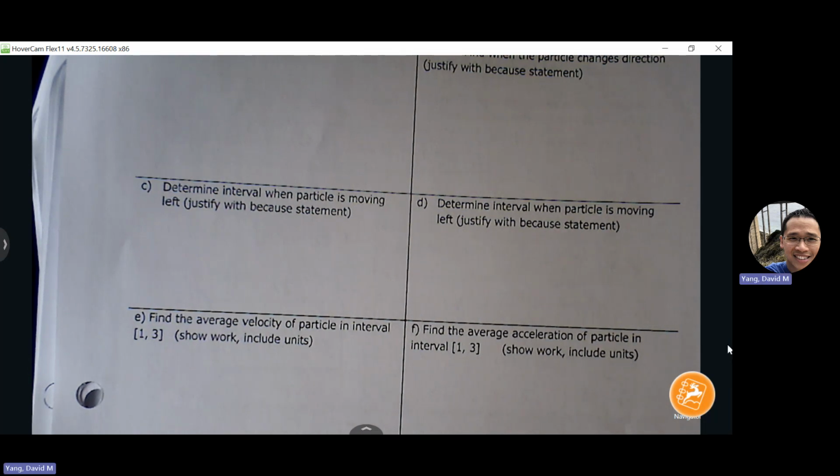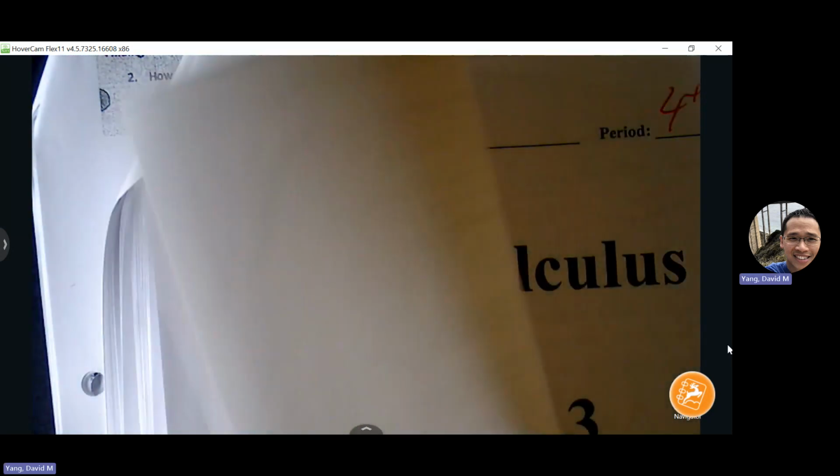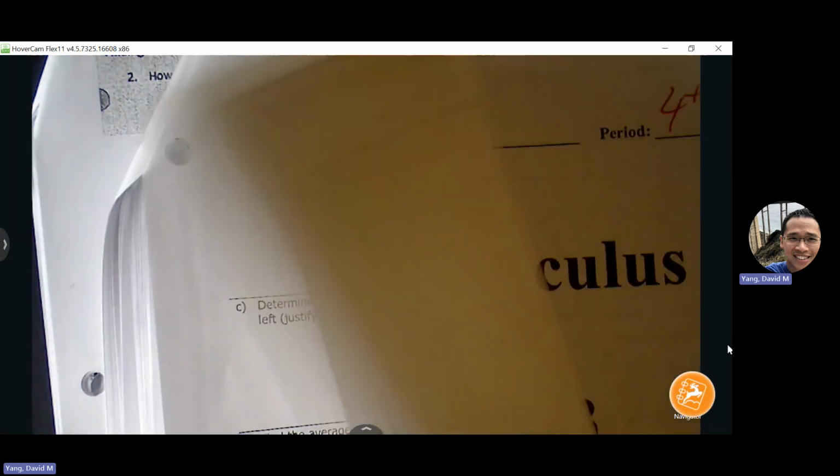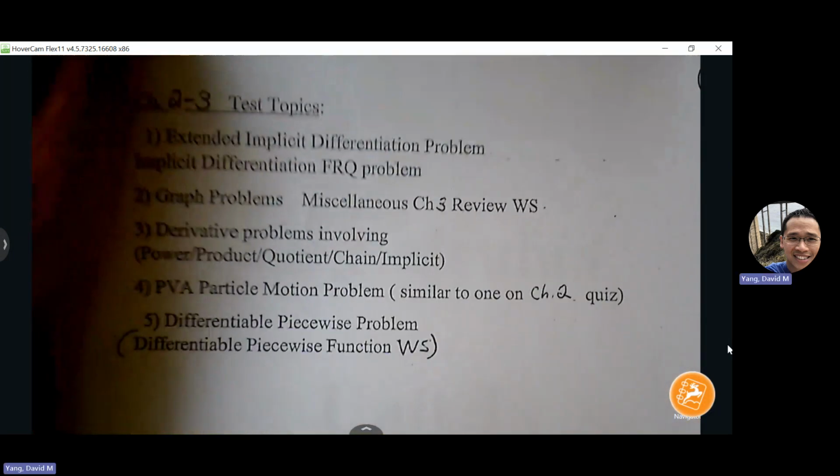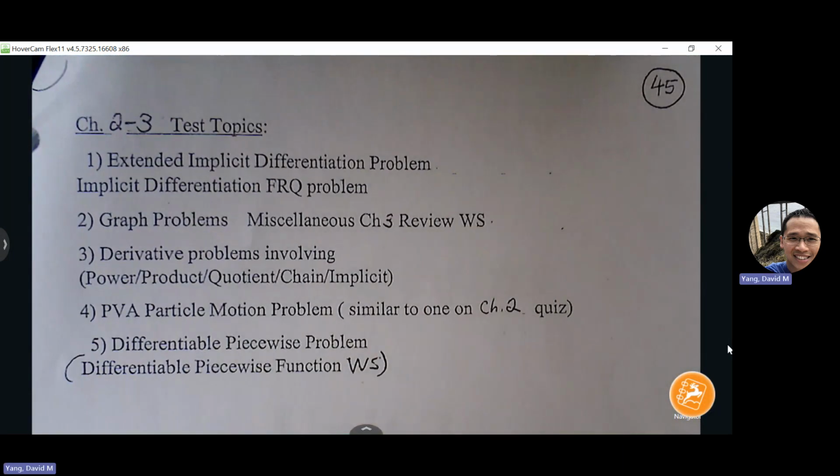All right, so your test is going to be on Friday. Let me start off by going to the very back of your packet, page 45, and show you what to expect on the test.